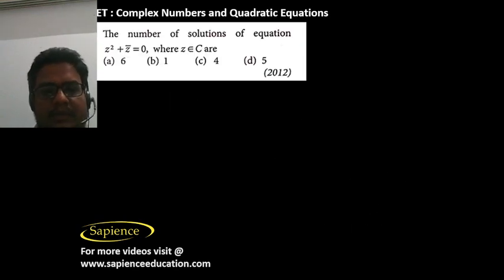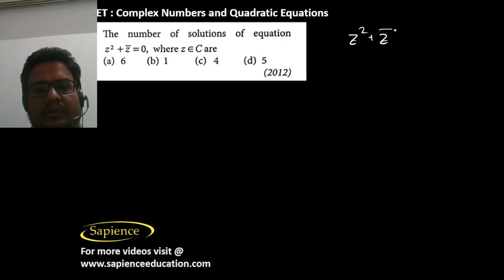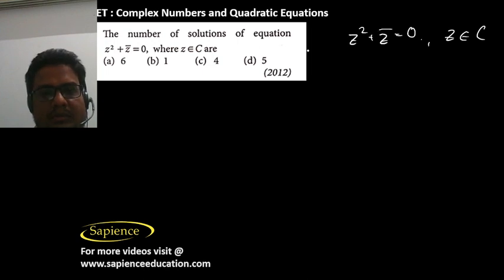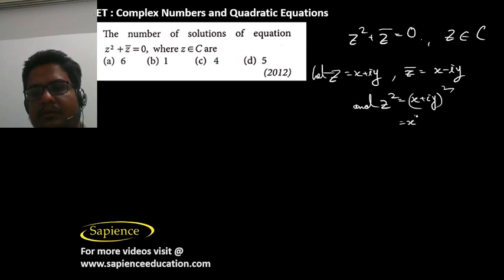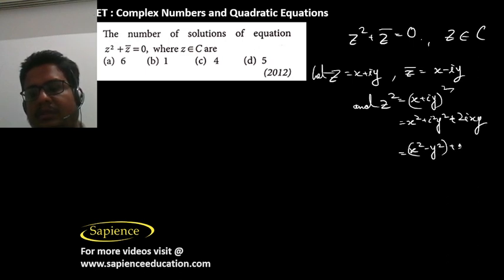So then the number of solutions of the equation z square plus z bar equal to 0 that we have to find, where z belongs to the set of complex numbers. Okay, so number of solutions. Now let z be written as x plus iy. So therefore z bar will be equal to x minus iy, and z square will be equal to x plus iy whole square. So that will be equal to x square plus i square y square plus 2ixy. So that will be equal to x square minus y square plus i into 2xy.